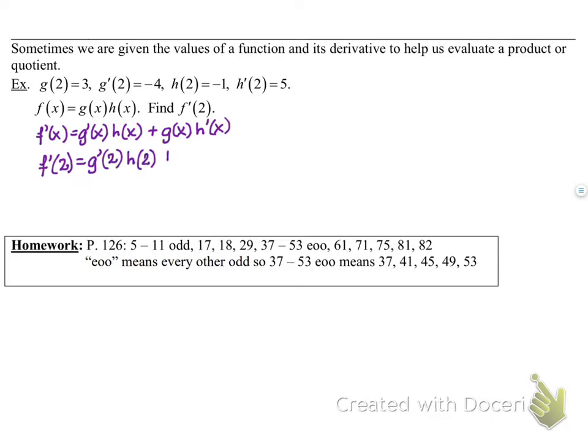Once you've done that, then you're just going to replace your x's with 2. And we find that g prime of 2 is negative 4. And h of 2 is negative 1, if your pen works. And g of 2 is 3. And h prime of 2 is 5. And there we find that f prime of 2 is quite simply 19.